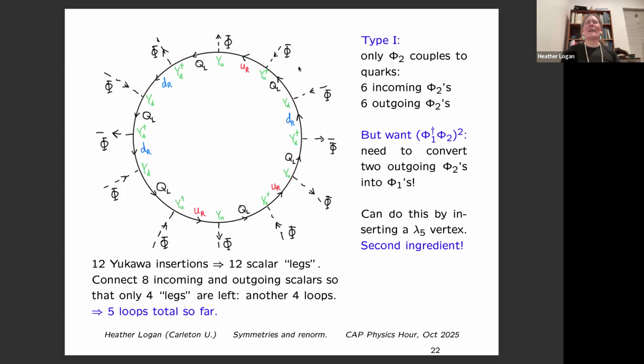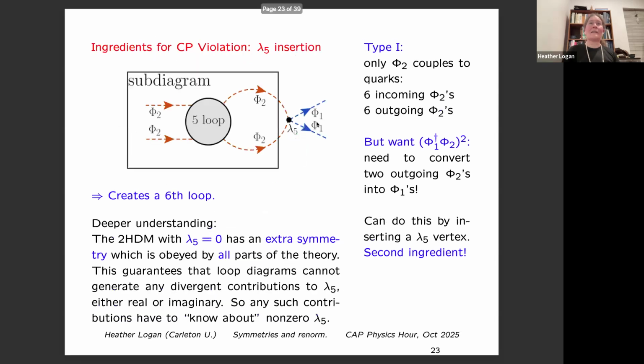But as this is, these are all phi 2s, but what we want is 2 incoming phi 2s and 2 outgoing phi 1s. So we have to convert 2 of the outgoing phi 2s into phi 1s. And the only way to do this is by sticking on a lambda 5 vertex. Remember, it was the imaginary part of lambda 5 that we're trying to generate, okay?